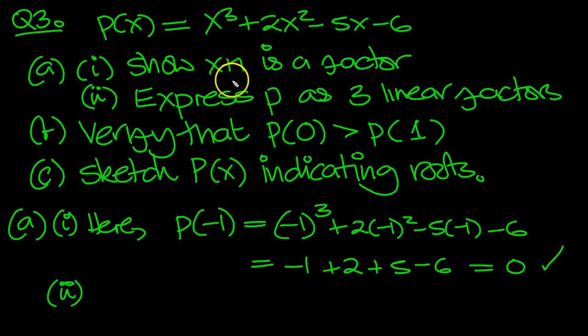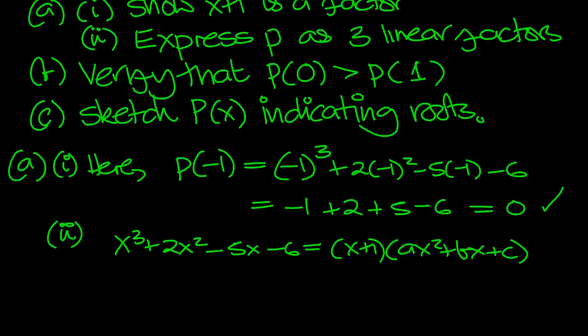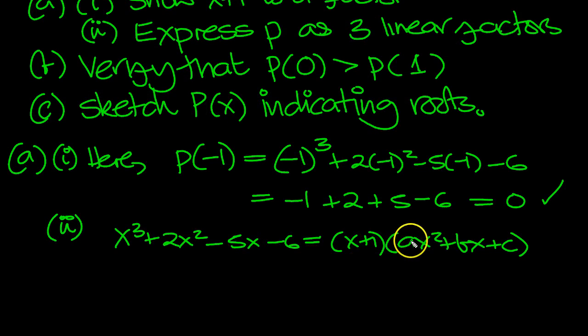Now, x plus 1 is a factor of p of x. So x cubed plus 2x squared minus 5x minus 6 must equal x plus 1 as a factor times so many x squareds plus so many x's plus the constant. And we need to work out a, b and c and factorize it. Okay, so let's have a look at this then.